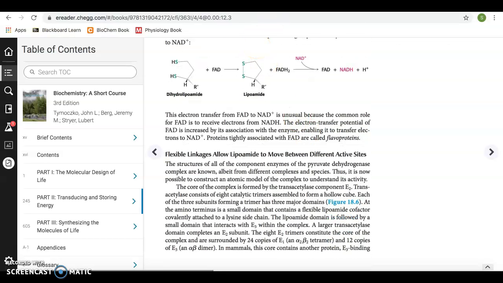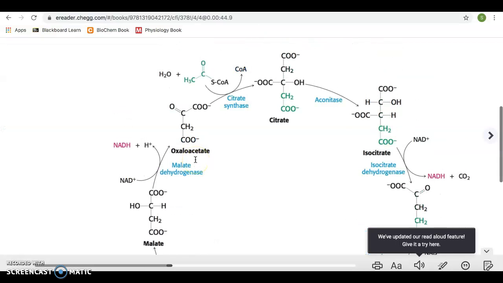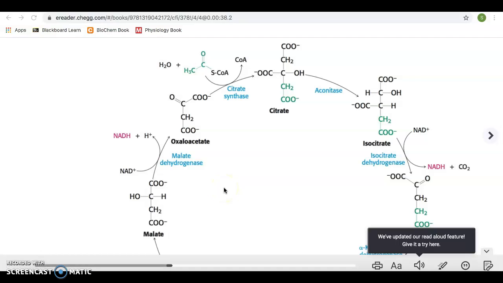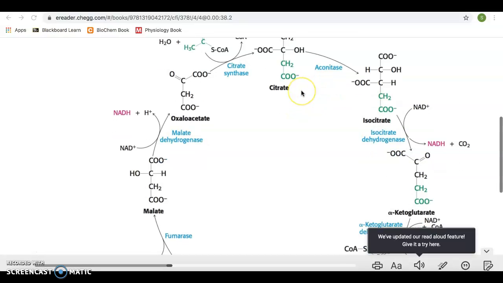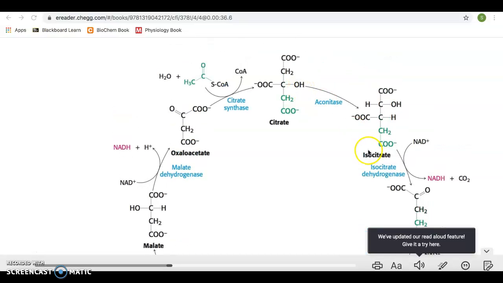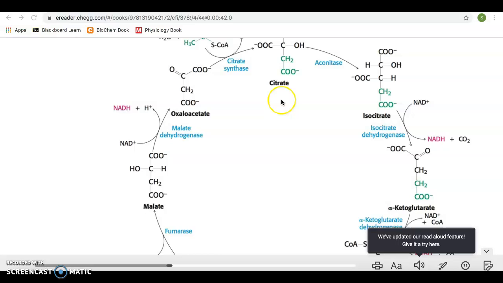So next we go on to the aerobic part, or the citric acid cycle, which is summarized right here. So our oxaloacetate reacts with our acetyl coenzyme A here that we got from our glycolysis and uses citrate synthase to make our citrate molecule here. And then aconitase makes our isocitrate, which basically just swaps where the CH2 and the COO are.